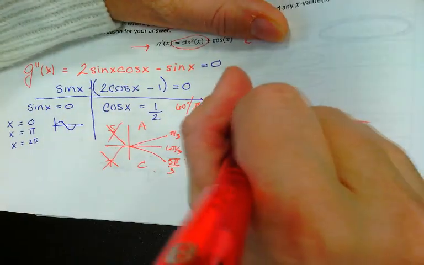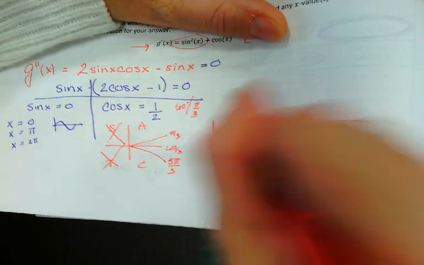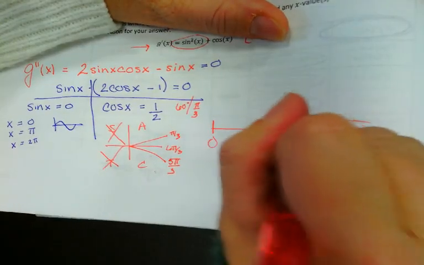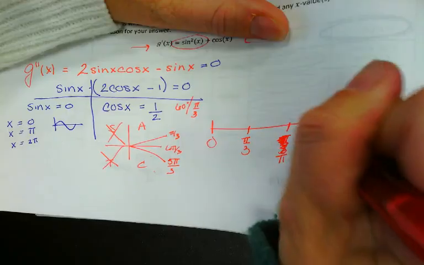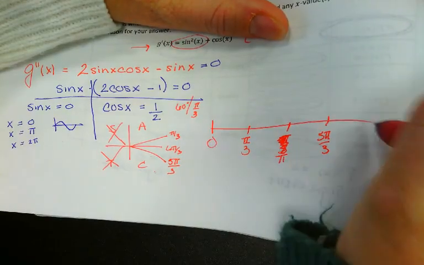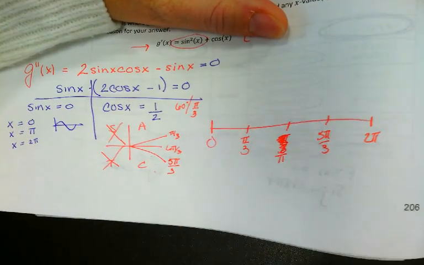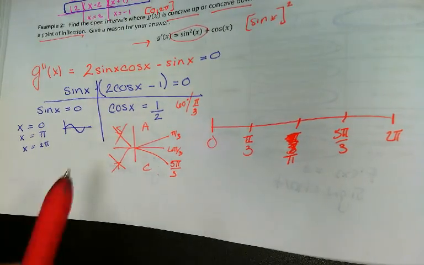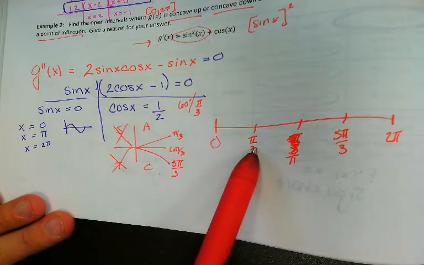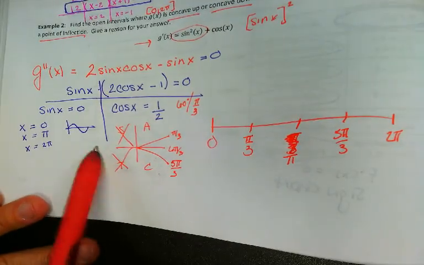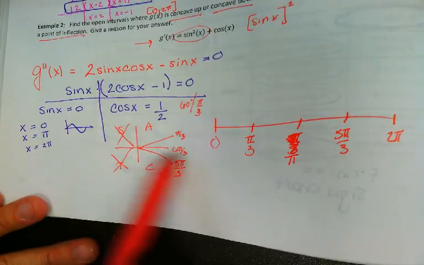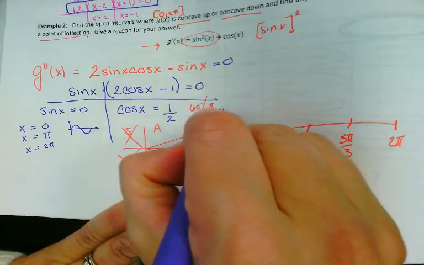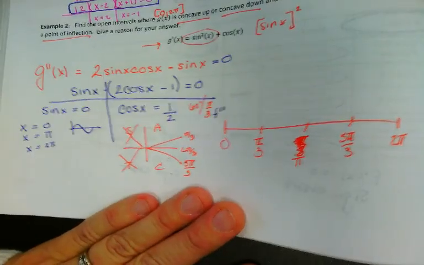So I've got 0. I got to put them in order. Pi over 3. Oops, I missed pi. Sorry, pi. 5 pi over 3. And 2 pi. Okay, so pi over 3 is in quadrant 1. Pi was here. 5 pi over 3 is here. And then 2 pi is where it ends. Okay, so again, I'm plugging these into the second derivative because we're talking about concavity.